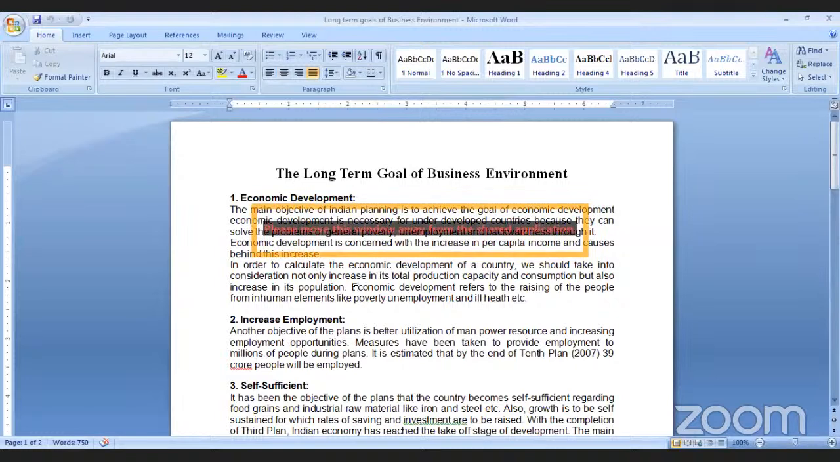Then increase employment. So the utilization of manpower or manpower resources is one of the major works of the organizations. So it will give more opportunities to the people to work under different organizations, to learn, to enhance their skills, and that also can create employability or create efficiency for the people to purchase products.